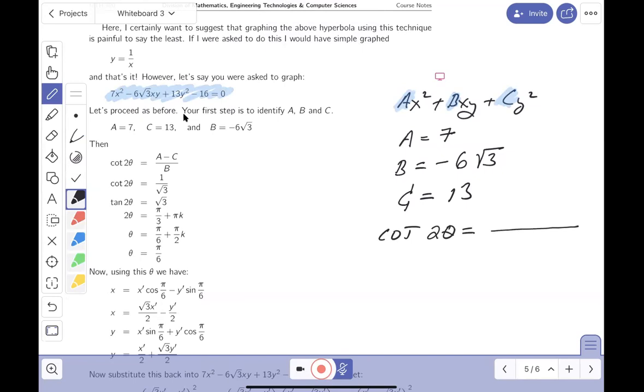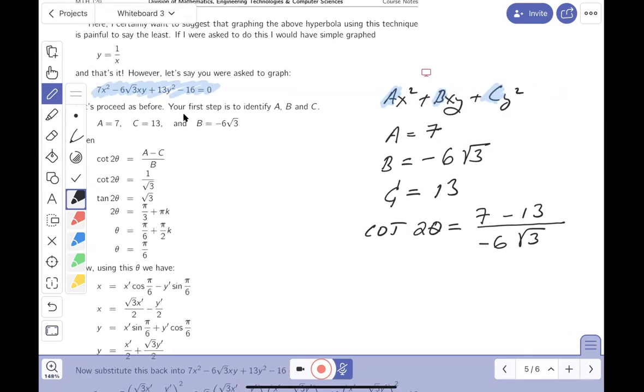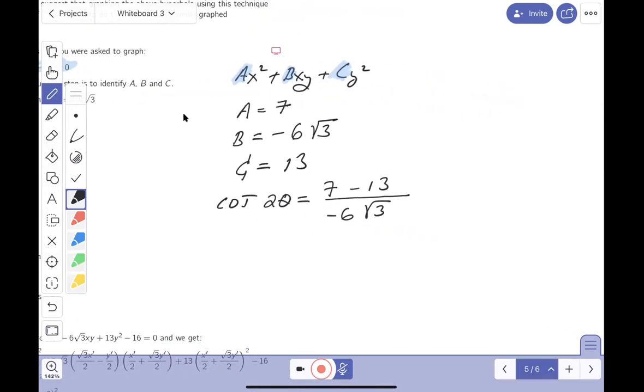Well, it's equal to A minus C, and I guarantee you it's going to work out really nicely. Let me write this down. A is 7, minus C, that will be minus 13, over B. What's B? Minus 6 root 3. All right, I guarantee it's going to work out really nicely. Let's see if we can do that.